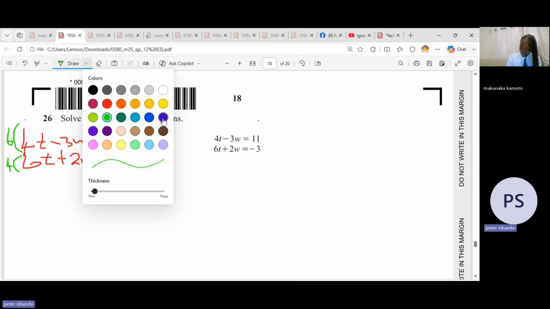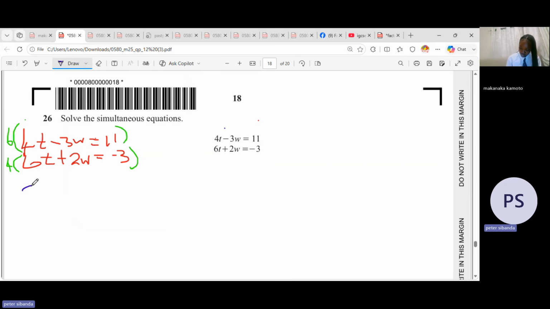So in the end, we are going to have 6 times 4t, which is 24t. Then 6 times minus 3w. What is it? 6 times minus 3w, minus 18w, equals 6 times 11. No calculator, please. 6 times 11. Yes, 66.